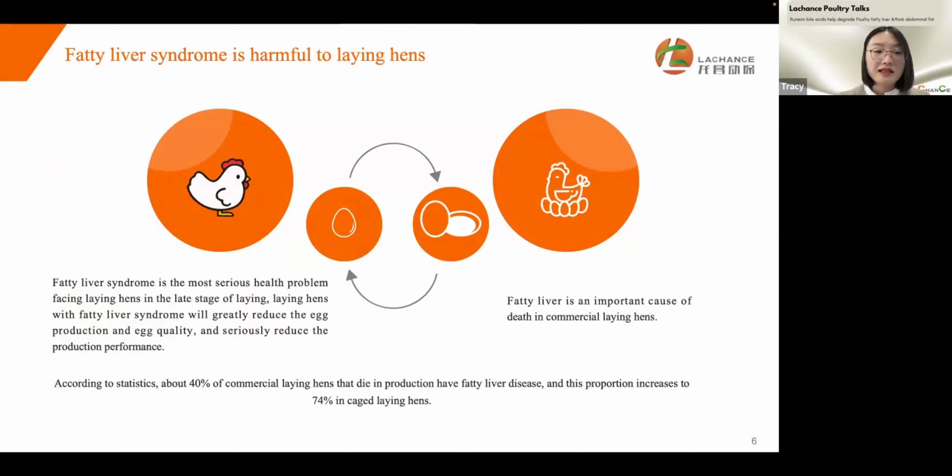According to the statistics, about 40% of commercial laying hens that die in production have fatty liver syndrome, and this proportion increases to 74% in caged laying hens. So this means caged laying hens have more opportunity to have fatty liver syndrome. So yes, this is the harm of fatty liver to laying hens.